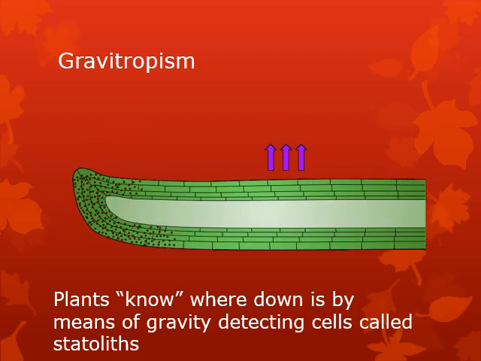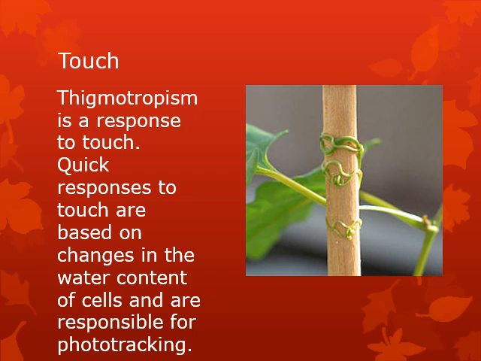They respond. This is called thigmotropism, which to me, honest to God, sounds like a Dr. Seuss word. But thigmotropism is a response to touch. You may see this with tendrils on, say, a cucumber plant. It will send out small little shoots that are looking to touch something.